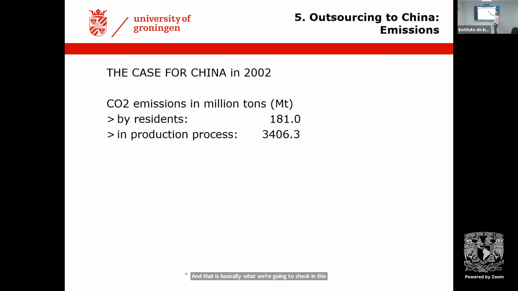So in 2002, emissions in million tons are by residents. That's basically driving a car and heating houses, etc. And the largest part is emissions in the production process, producing electricity, producing cement, etc. For the average country, the emissions by residents are between 10, 20, sometimes a little bit more percent. This is on the low side, but it is what it is.